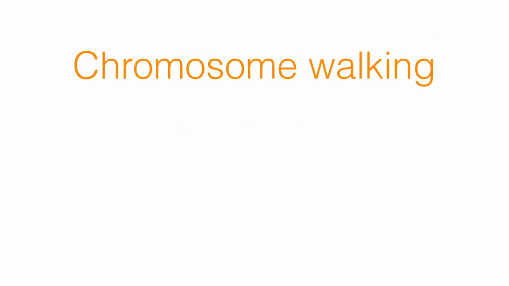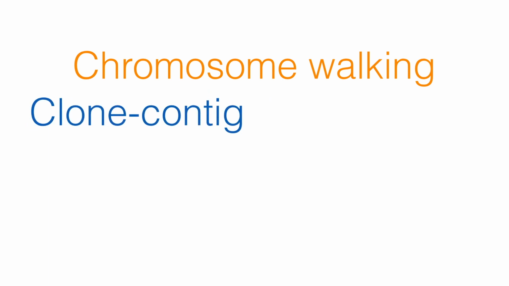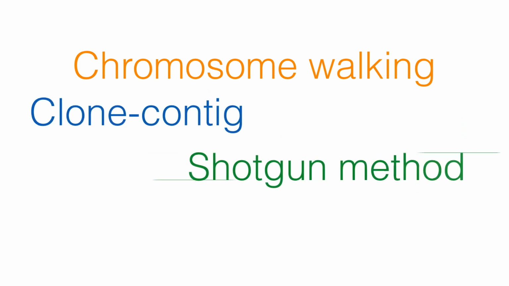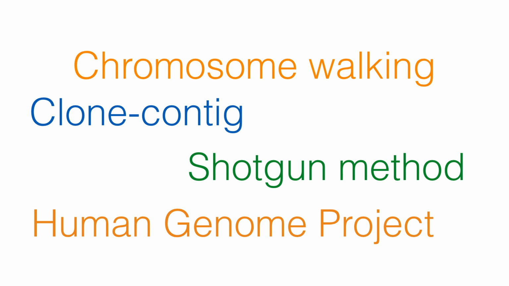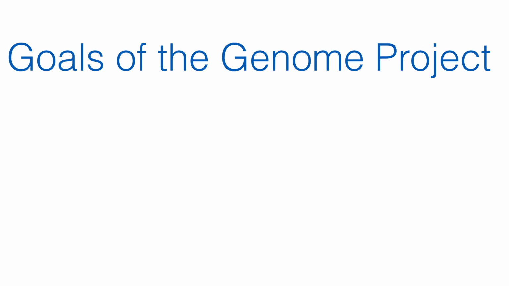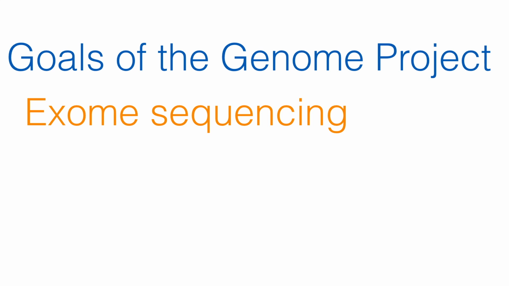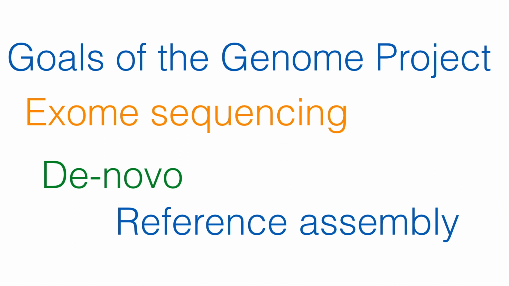At the end of this lecture, the students will identify what is chromosomal walking and how it was used in defining disease genes, describe the clone contig shotgun method, describe the whole genome shotgun method, state the main milestones of the Human Genome Project, describe the goals of a 1,000 Genomes project, identify what was the advantage of whole exome sequencing, identify what is the difference between de novo and reference assembly.